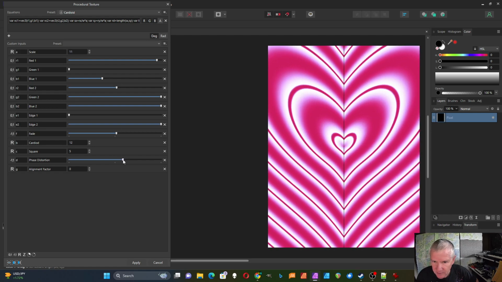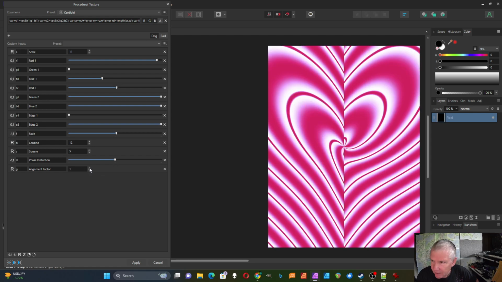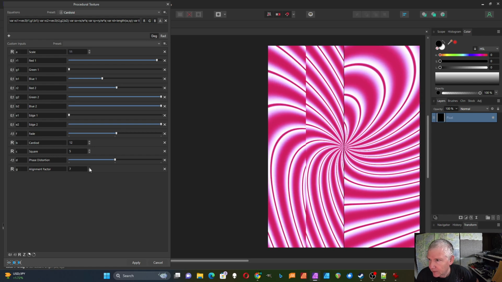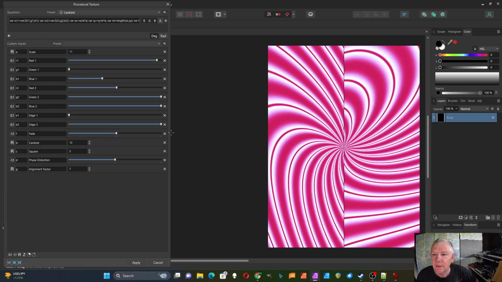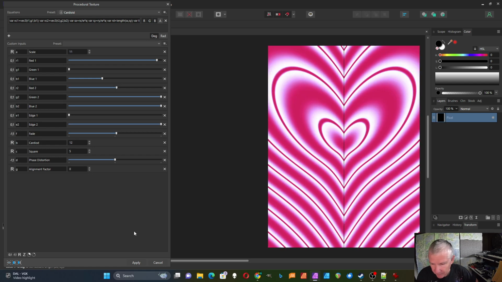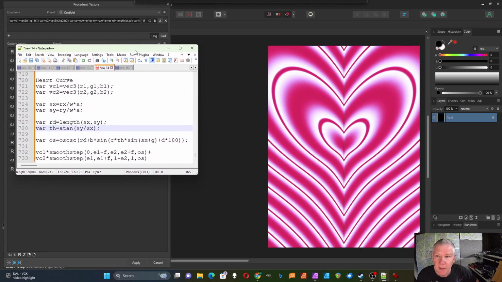Okay, that just sweeps through the different values. And then add this alignment factor. And this is the one that sort of introduced a weird thing to this one. So bring this back down to 0. All right, so I'm going to look at the formula or the equation for this one now.